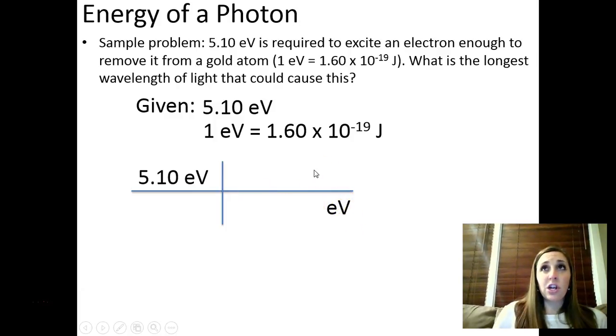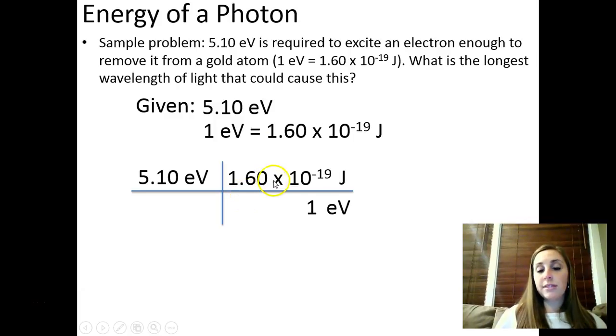Well, what unit have we seen before? Joules. All right, these two things need to technically be equal to 1. So, for these to be equal, how many electron volts and how many joules? Well, we're given in this equation here. So 1 electron volt is equal to 1.60 times 10 to the negative 19th joules. Notice I kept my numbers matched to their corresponding unit.